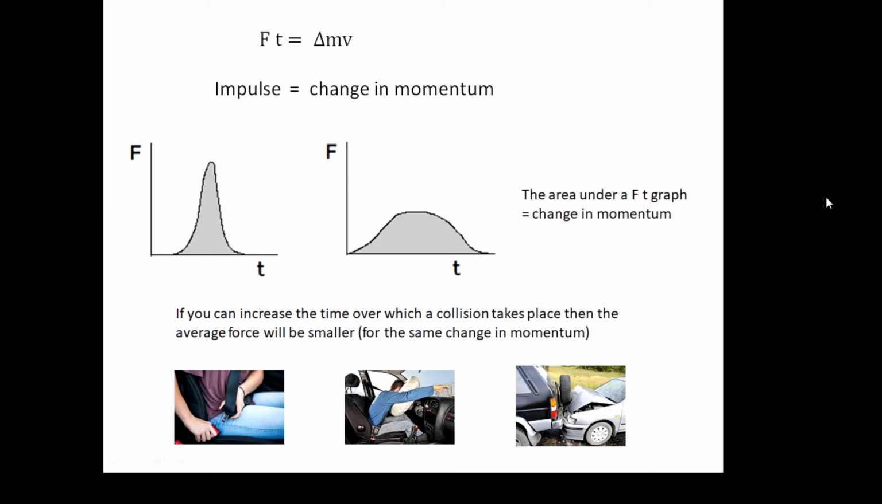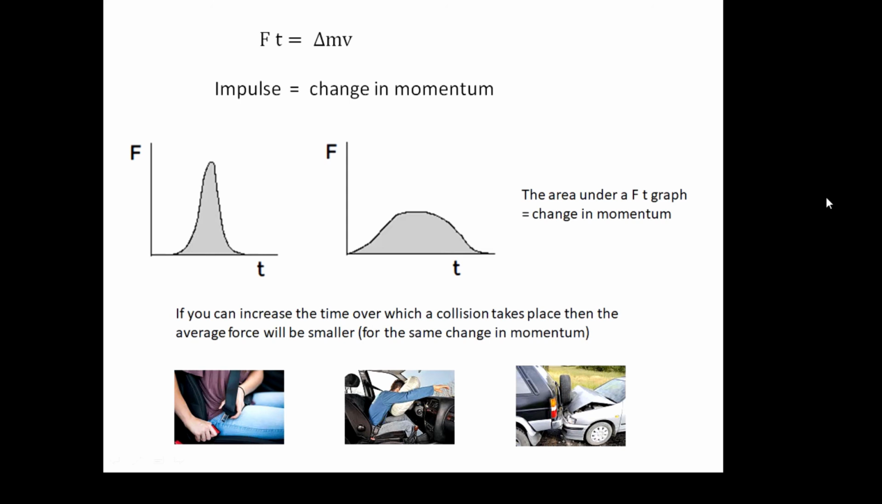The area under a force time graph equals the change in momentum, which perhaps you can see from the equation above. Now, for these two graphs, the change in momentum is the same. However, because on the second graph the time is much bigger, then the average force will be a lot less. And if you can increase the time over which a collision takes place, then the average force will be smaller for the same change in momentum.